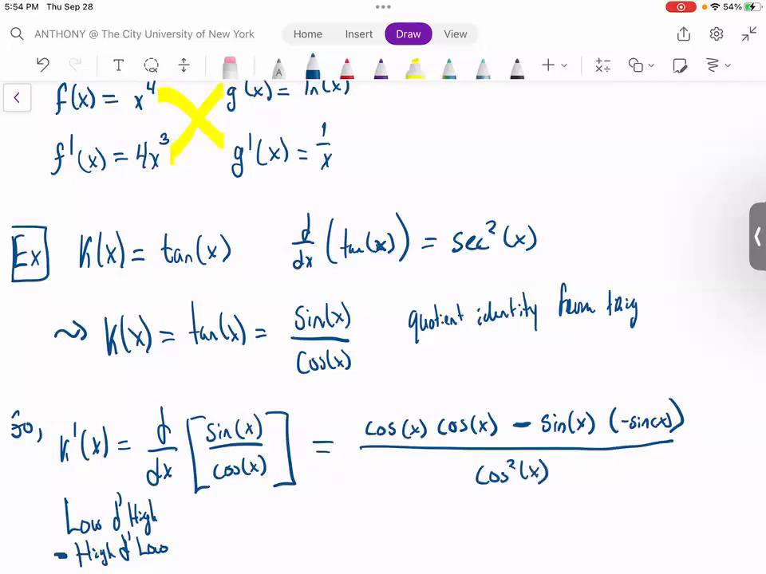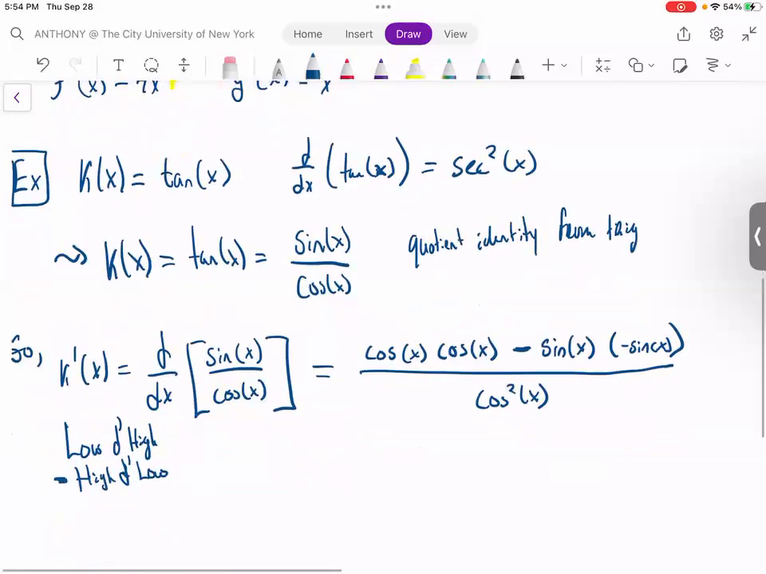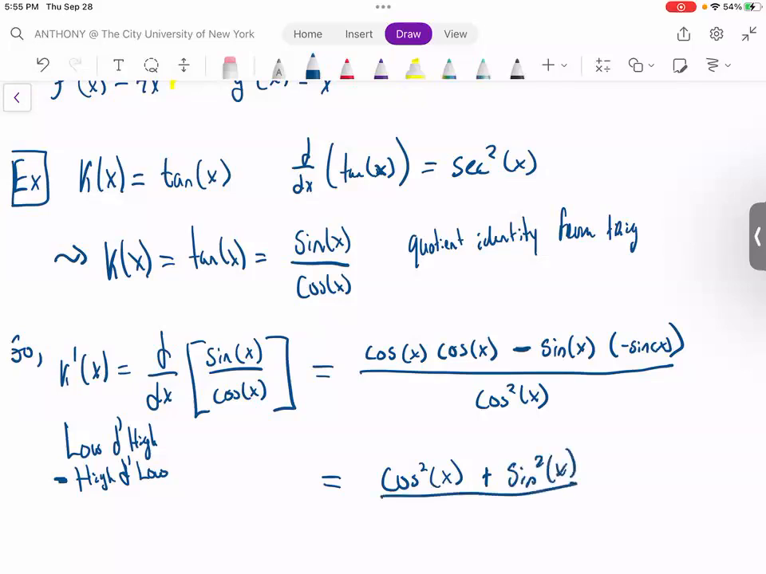All right, let's clean up the algebra regarding this derivative. Well, what's cosine of x times cosine of x? Cosine squared x. Very good. So the first part will become cosine squared of x. Then you have negative sine of x times negative sine of x. So what happens to your two negatives? Say it louder. It becomes positive. The sine of x times itself is sine squared x. And this is all being divided by cosine squared of x.